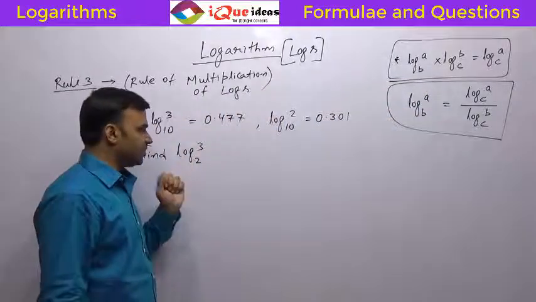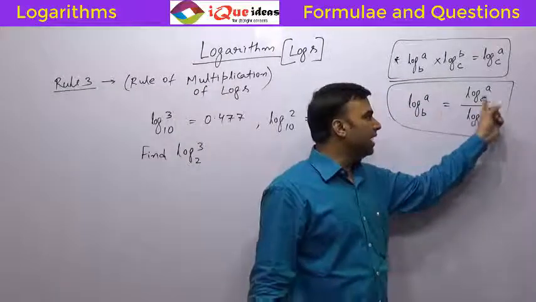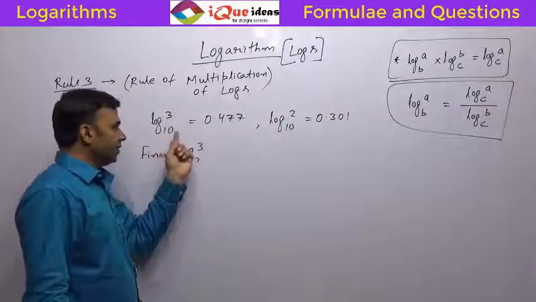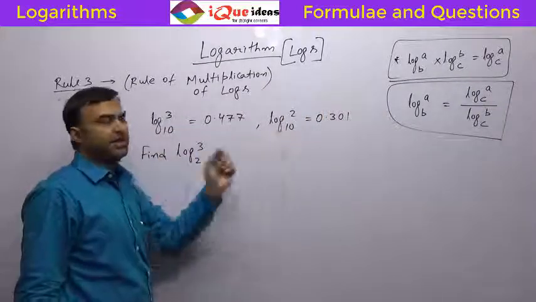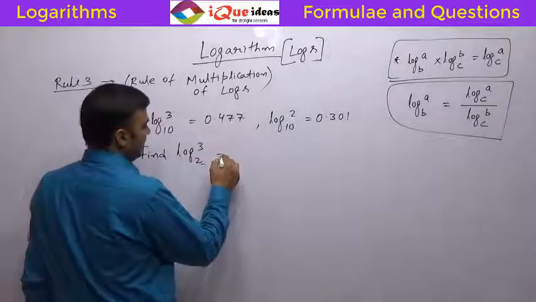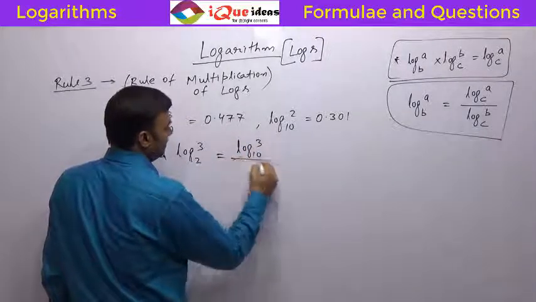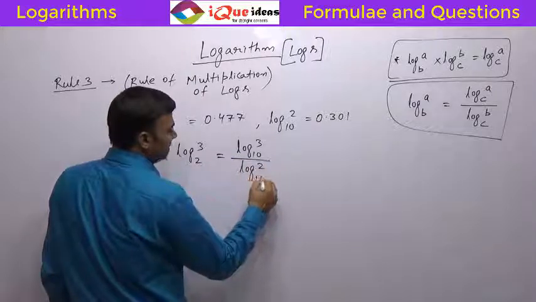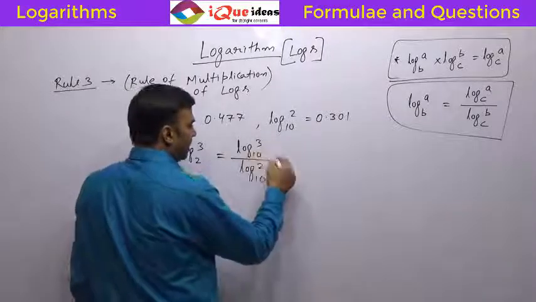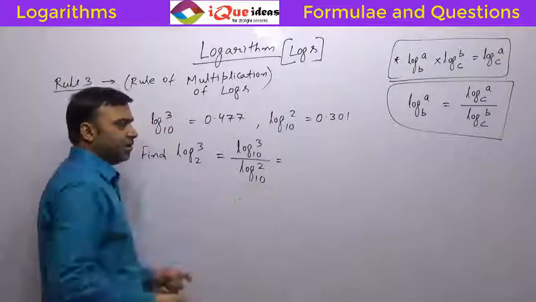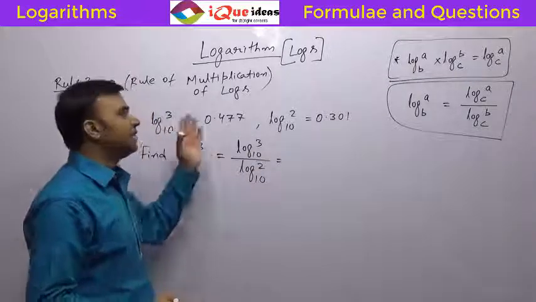Alright, so log 3 to the base 2. We introduce a third number c, and let's take c as 10, because the values of log 3 and log 2 are given in base 10. So we write this as log 3 to the base 10 divided by log 2 to the base 10. We can take any base, but here we will use the base for which the values are given.